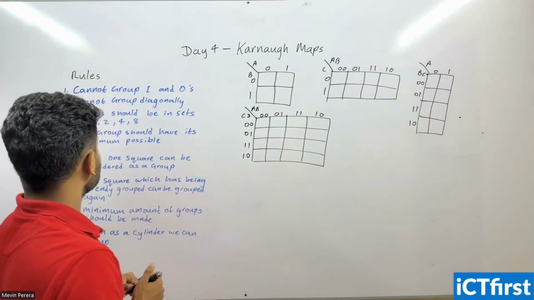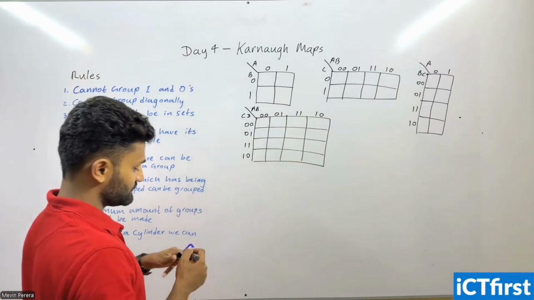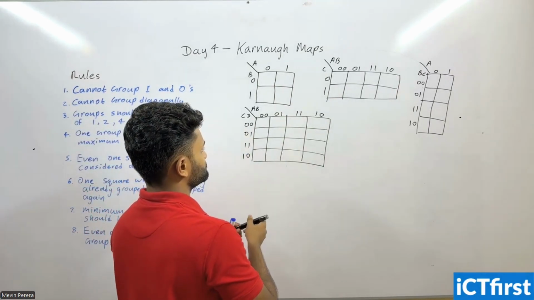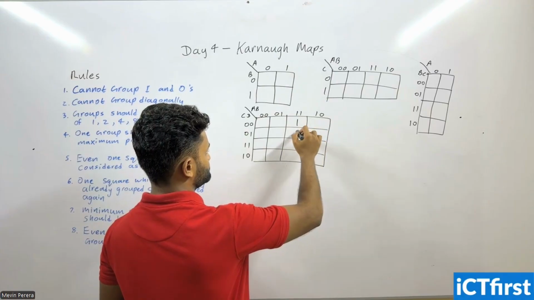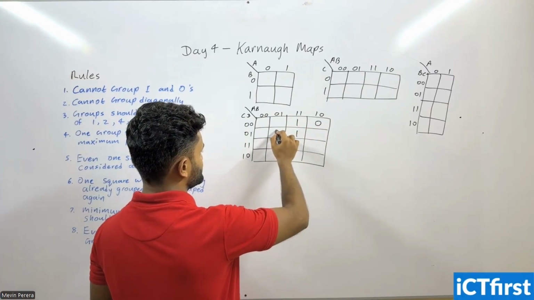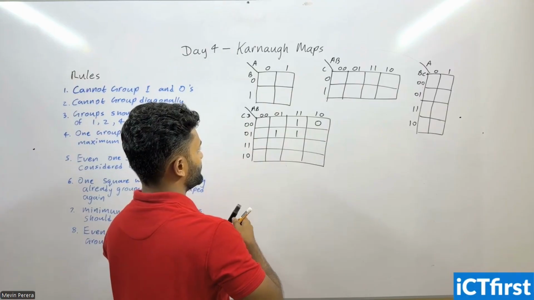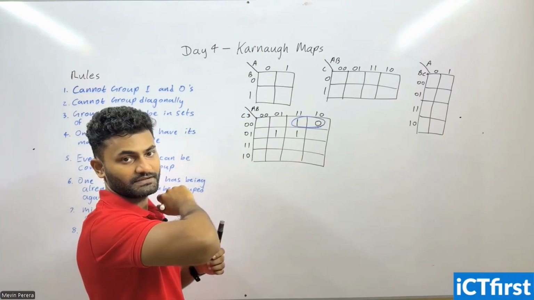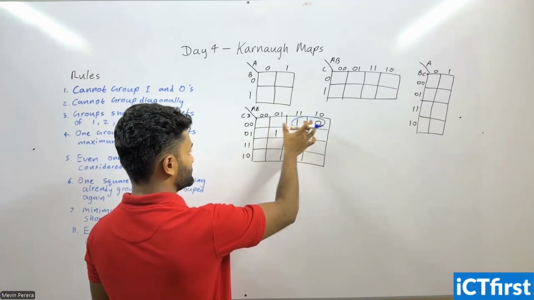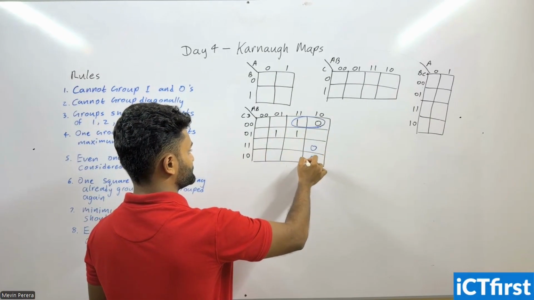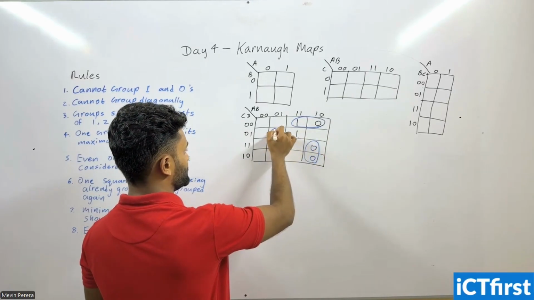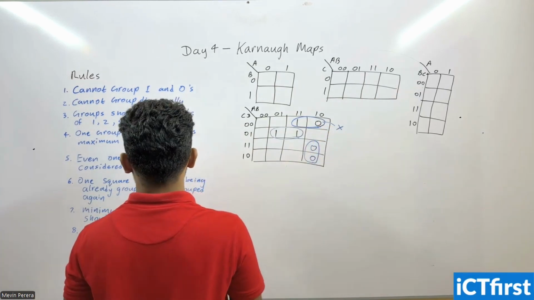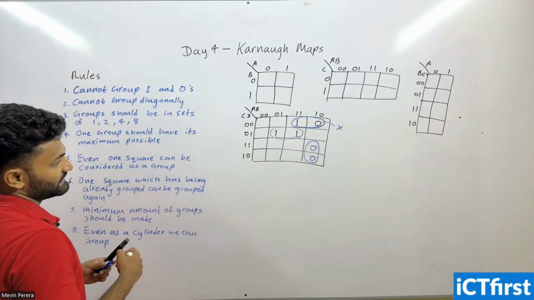All right. So first rule, cannot group ones and zeros. Now let's say something like this. We cannot group these two. These two cannot be grouped. That's wrong. We can group ones, or else if there are two zeros, we can group them together. If there are two ones, we can group them together. But this particular thing is wrong. The next one, we cannot group diagonally.